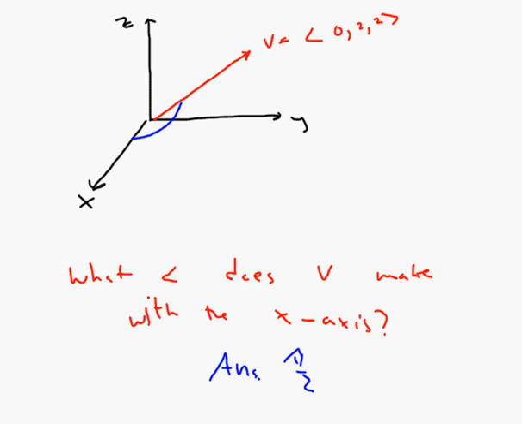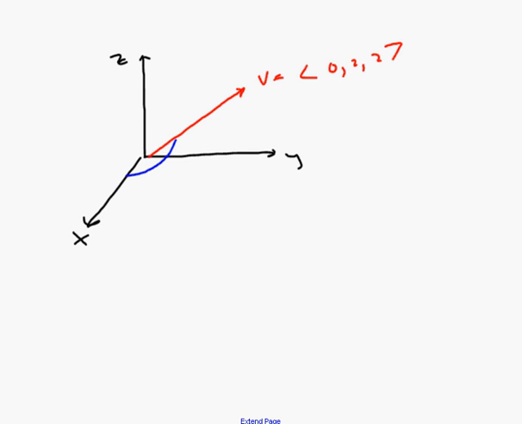Okay? All right, so two more questions. What angle does vector v make with the y-axis? And what angle does vector v make with the z-axis? So I'm interested in now this angle and this angle. Okay? So let's give those things names, actually.